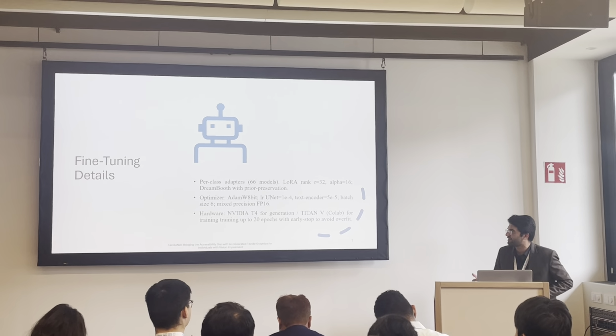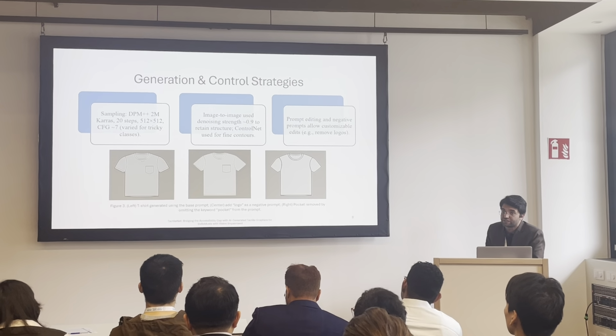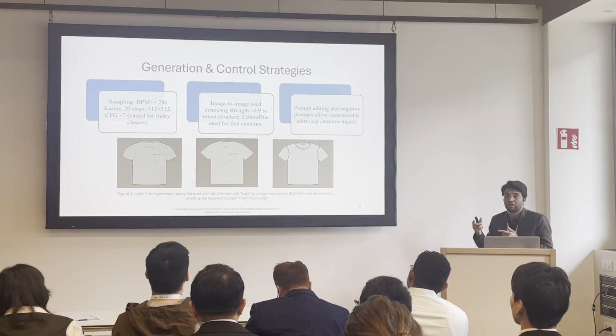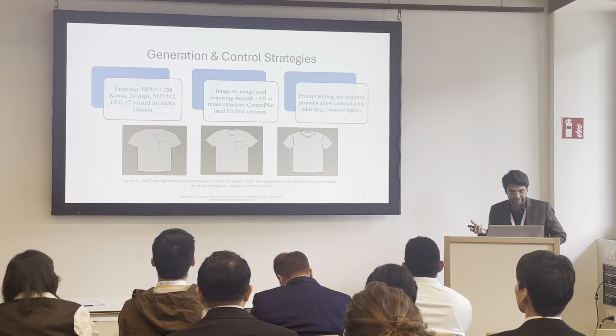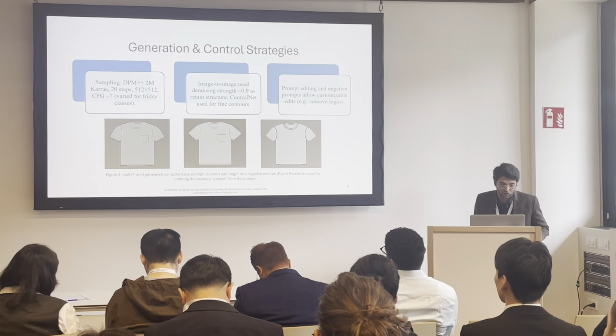So going towards ablation, for generation and control strategies, we use pretty much conventional Stable Diffusion models, default sampling methods, and classifier guidance scale here was varied for tricky classes. For example, removing water from the bottom of the duct, for example. And image-to-image translation then used denoising strength of 0.9 to retain the structure, and ControlNet was used for some of the tricky classes which have a lot of complex elements, like helicopter.